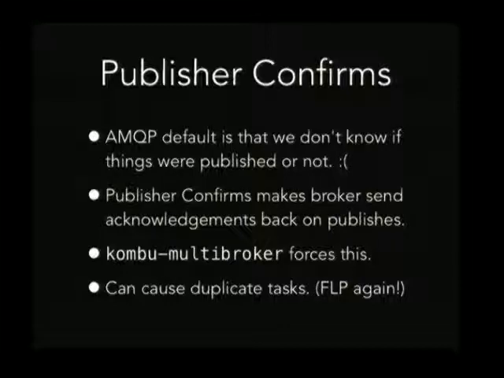Basically, this tells a broker to send me back an acknowledgement. We had to use the shim that we wrote for the multi-broker stuff to force it on. I've been trying to figure out how to get Celery to do it. Maybe somebody will chime in on how to do that with Celery. FLP happens again here because there's this very rare chance that the confirm gets cut off before it gets to you and the broker still queues the task. If you retry it, you can still get duplicate runs. Damn you, science.